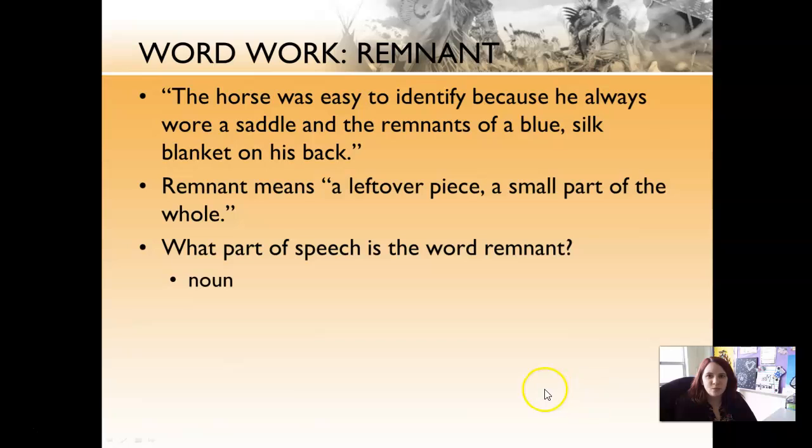Our word work for today is remnant. The horse was easy to identify because he always wore a saddle and the remnants of a blue silk blanket on his back. Remnant means a leftover piece or a small part of a whole, and it is a noun.